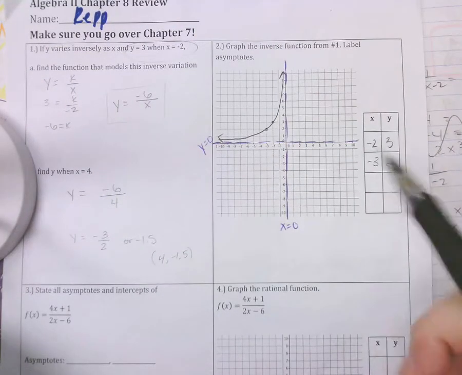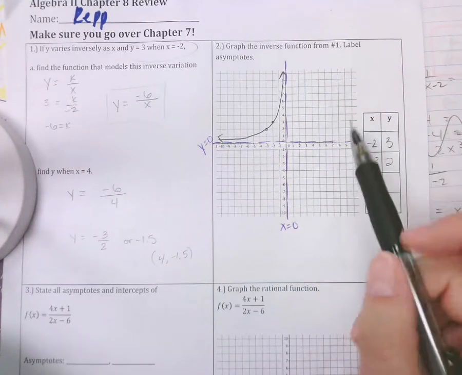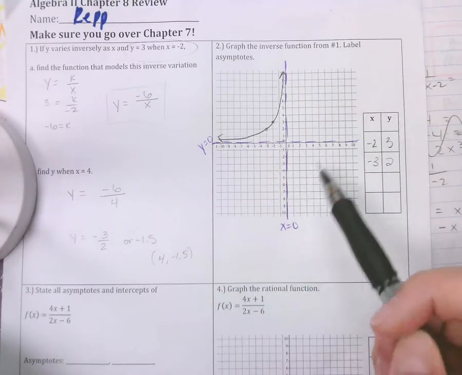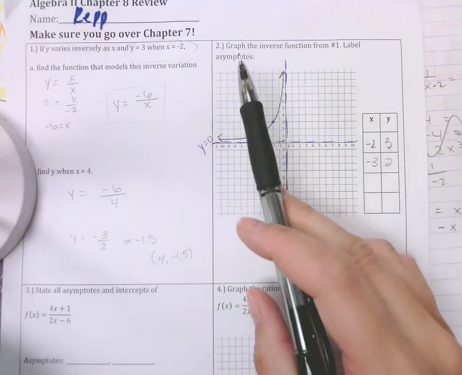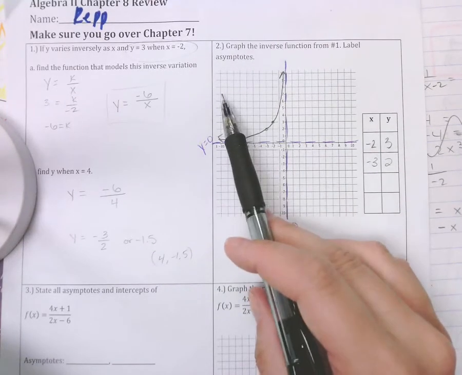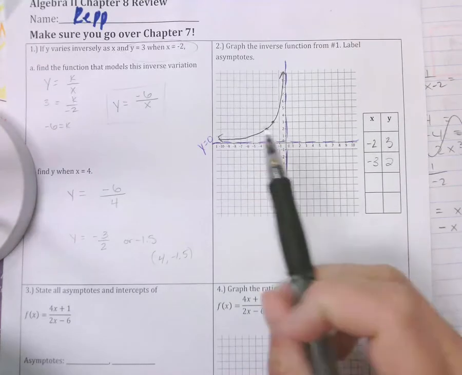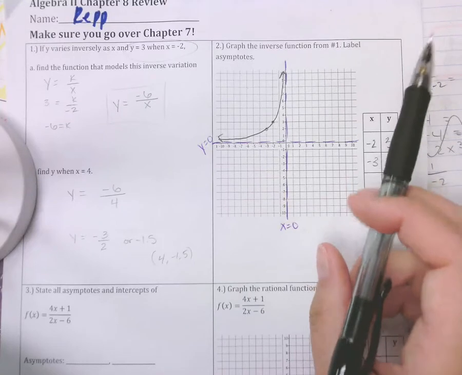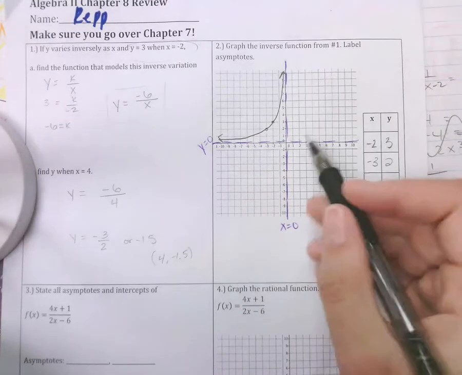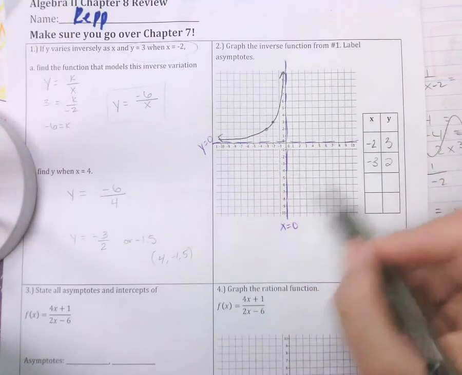Then you'll need to plug in some points to the right of your vertical asymptote to see what's happening on the right side. With inverse variations, if half of it's top left, the other half is going to be bottom right. If half of it's bottom left, the other half's going to be top right. That only applies to inverse variation functions. Rational, not so much. So we should expect it somewhere down here.